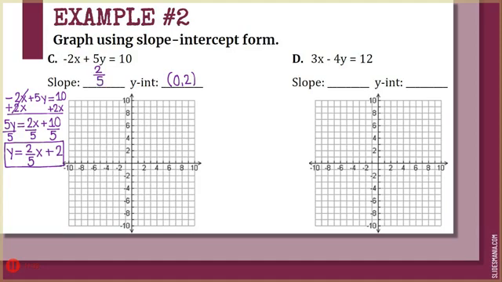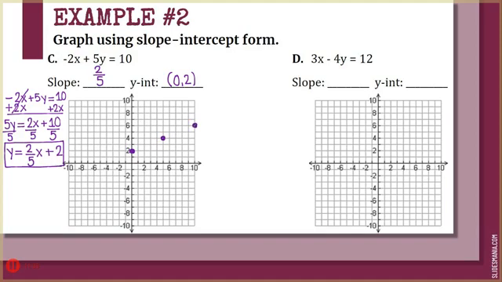So I'm going to plot that y-intercept first. I'm going to plot 2, and then I'm going to count my slope, which is 2/5. So 2/5 means I'm going to go up 2 and right 5: 1, 2, 3, 4, 5. Up 2, right 5.